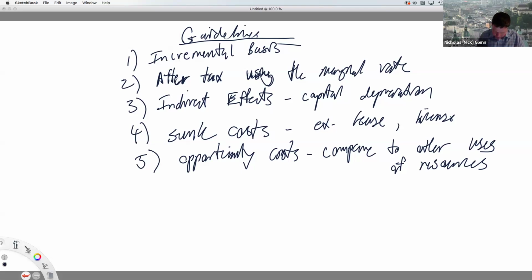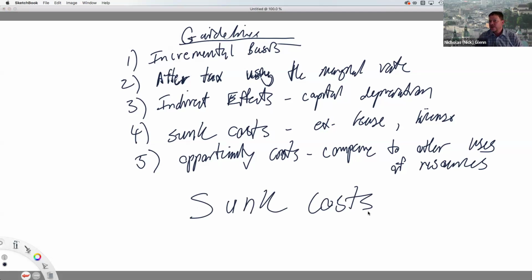Number 4. That is sunk costs. This is essentially money that you can't get back. There's nothing you can do to get it back. You've got to pay it anyway.